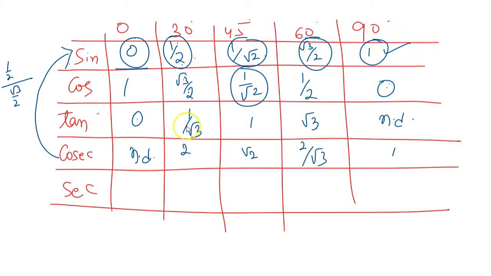Similarly, for sec, I need to refer to cos. So just reciprocate and write the values in the corresponding columns. Here I need to reciprocate 0, so it will be not defined.